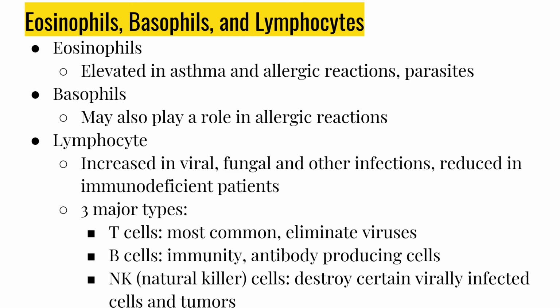Lymphocytes are increased in viral, fungal, and other infections. They can also be reduced in immunodeficient patients. There are 3 major types of lymphocytes. T cells are most common for eliminating viruses, B cells help with immunity as antibody-producing cells, and then NK, or natural killer cells, help destroy certain viruses and tumors, like cancer.